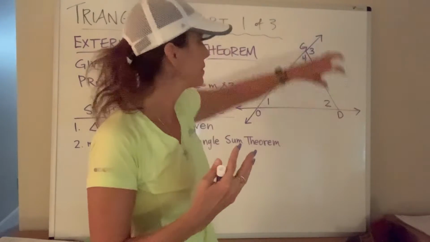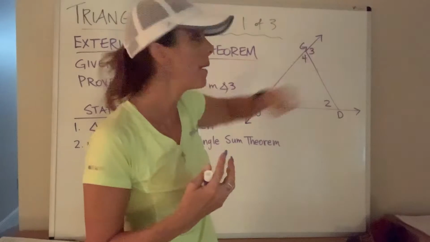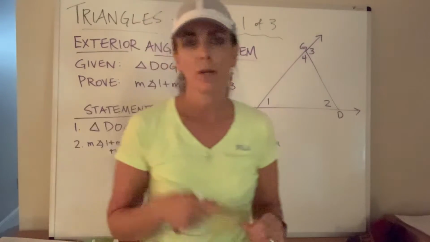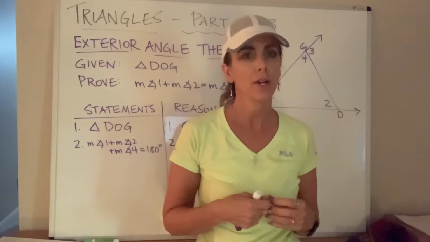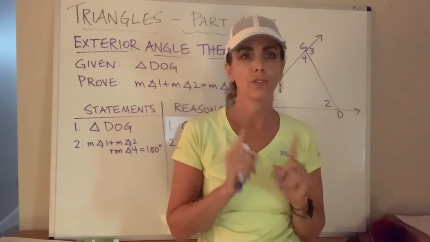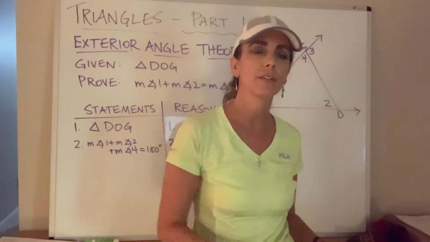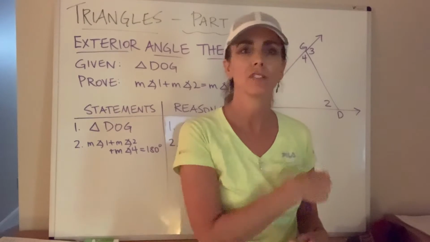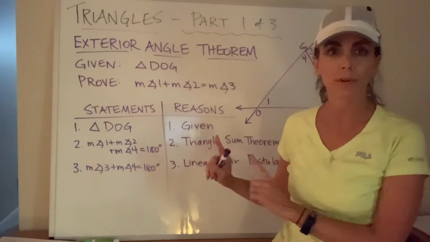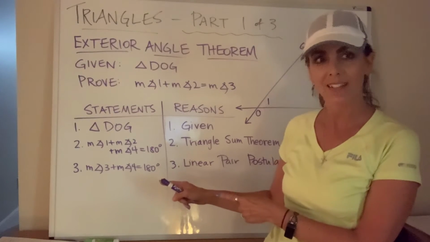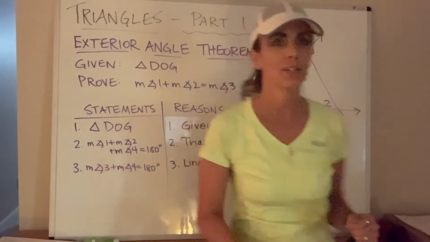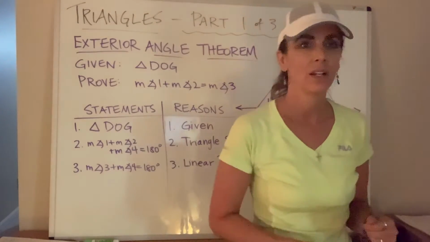Second piece of the puzzle, we need to concentrate up here. What do we know about that angle relationship? What do we call that kind of angle relationship? Hopefully you are able to say that's a linear pair. And what do you know about that? The measures of the two angles must sum to be 180 degrees, and that's called the linear pair postulate. So the measure of angle 3 plus the measure of angle 4 is equal to 180 degrees, and that's the linear pair postulate.